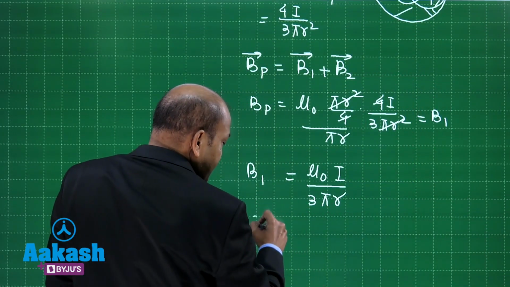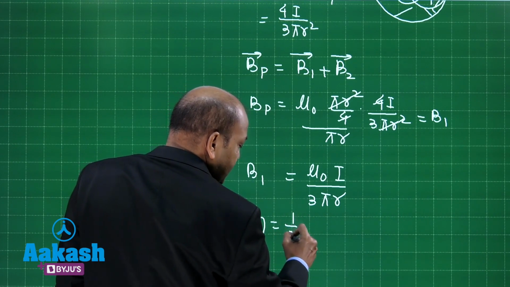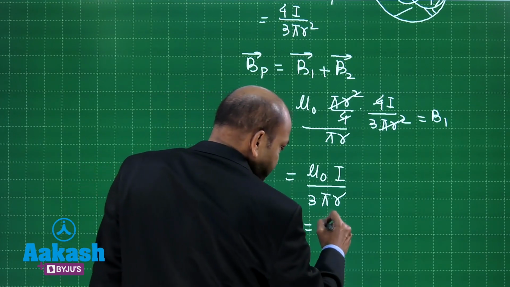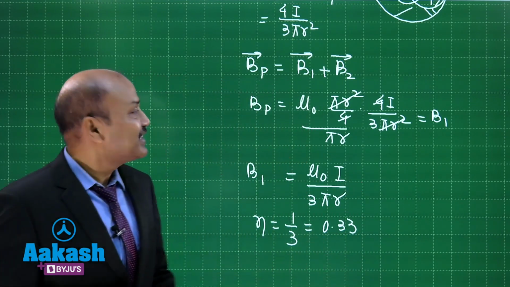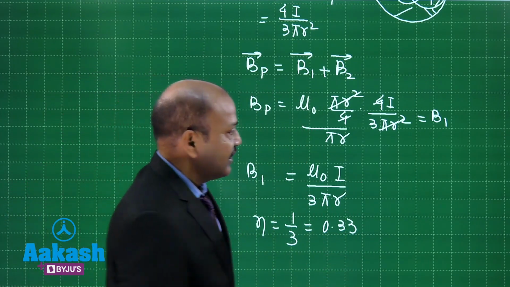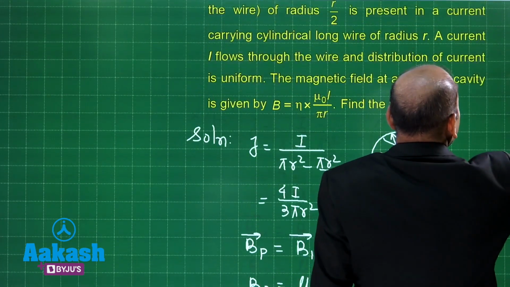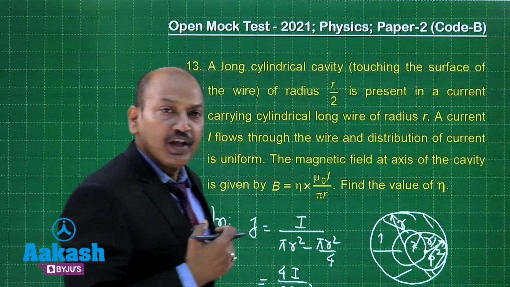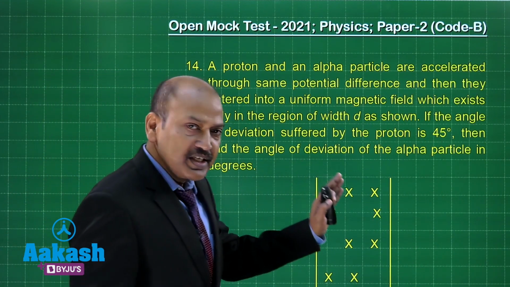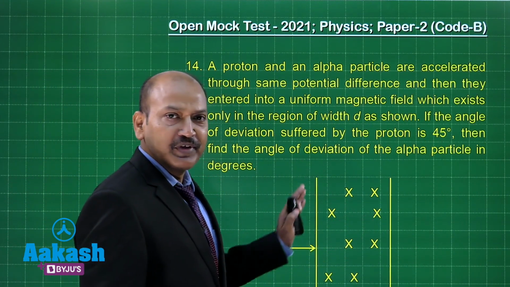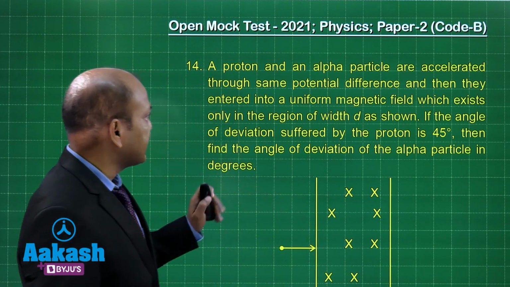So, eta is coming out as 1 by 3, and that means we can put it as 0.33. All right. So, this is the solution to the question. Let me just slide it up, and we shall now go to the next question, question number 14. And this one is about magnetism, moving charges and magnetism.